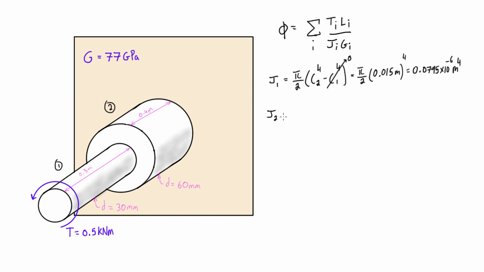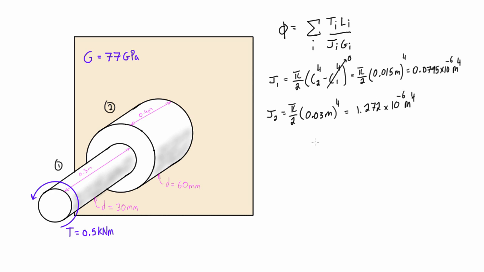For J2, we'll take the polar moment of inertia for section 2. We have pi over 2. It's a solid member, so we know that C1 is going to be 0, so we'll have just the C2, which is the radius, 30 millimeters, so we'll put that into meters, 0.03 meters to the power of 4, and that's going to give us 1.272 times 10 to the minus 6 meters to the power of 4.